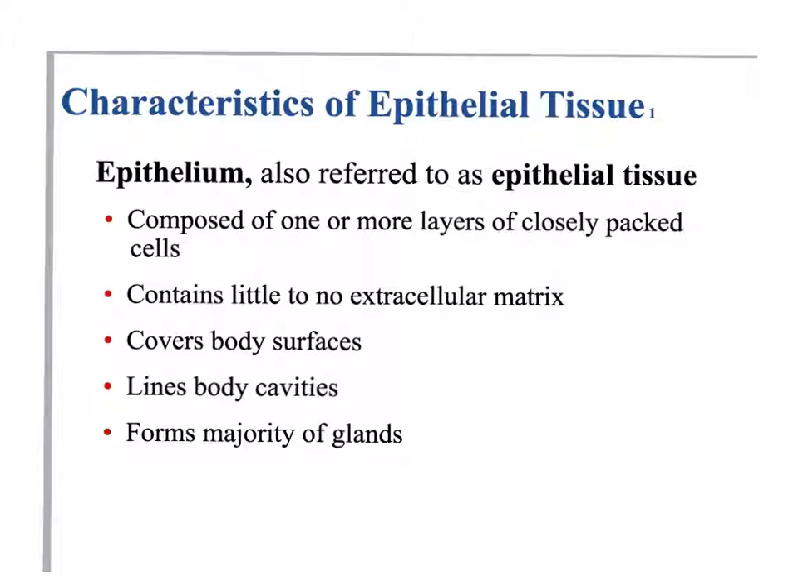What do you remember about one layer? One layer of cells can be a simple epithelium. What is more than one layer? It can be called stratified. That's our first level of classification when it comes to epithelial tissue, whether it's simple or stratified. Because the cells are so closely packed together, there's little to no extracellular matrix.